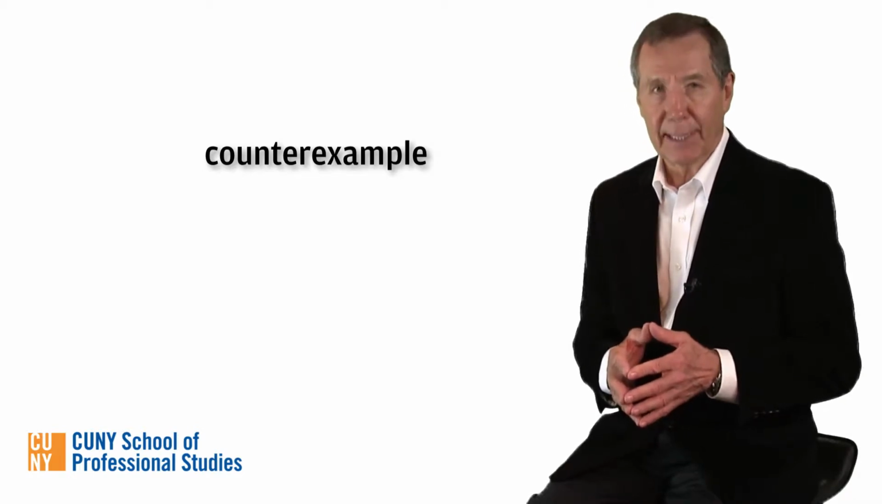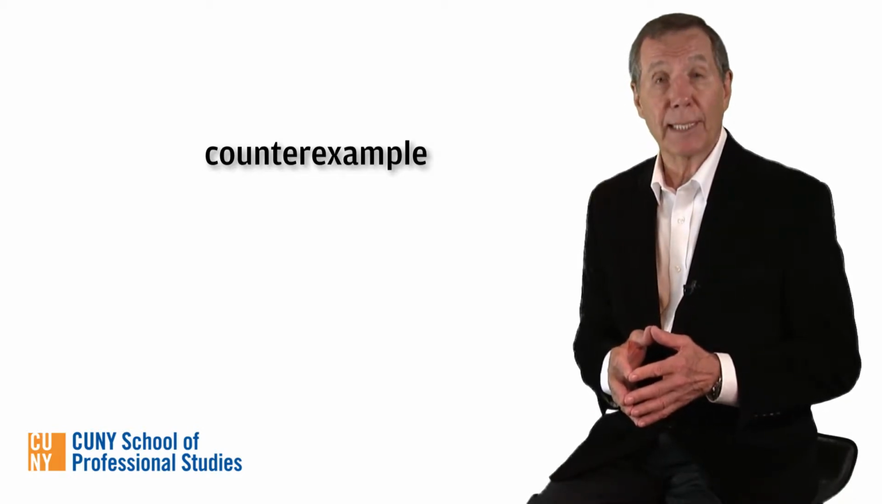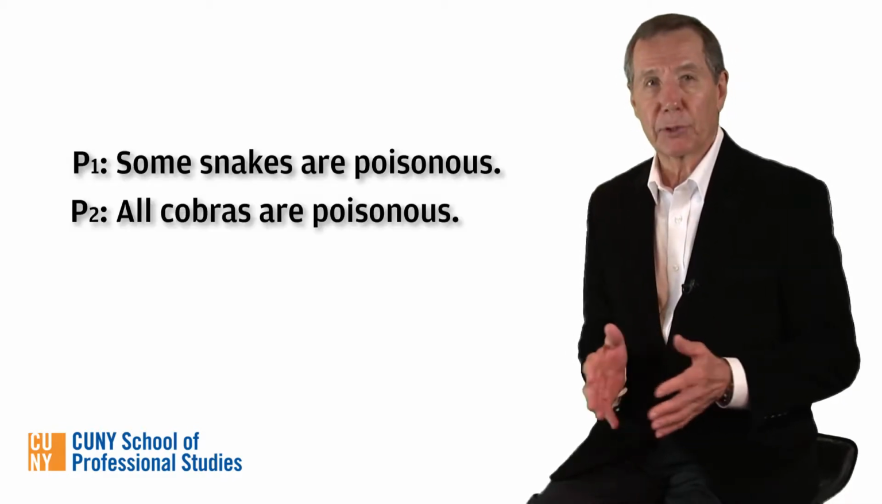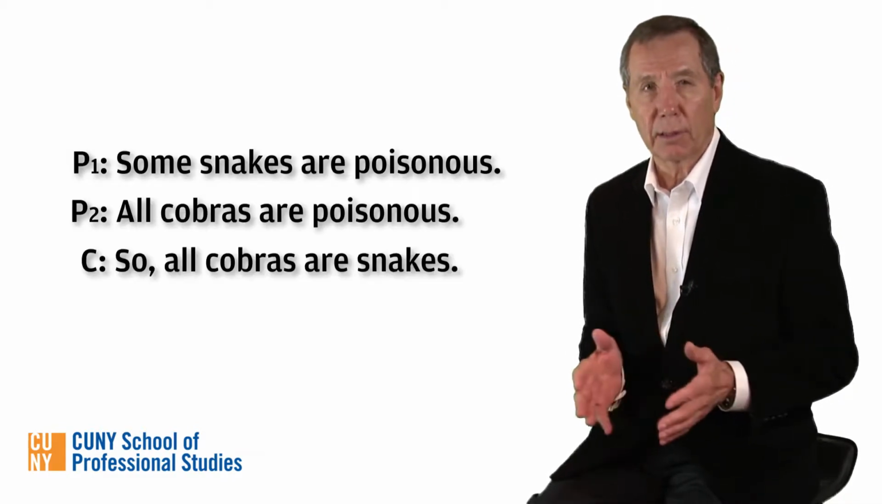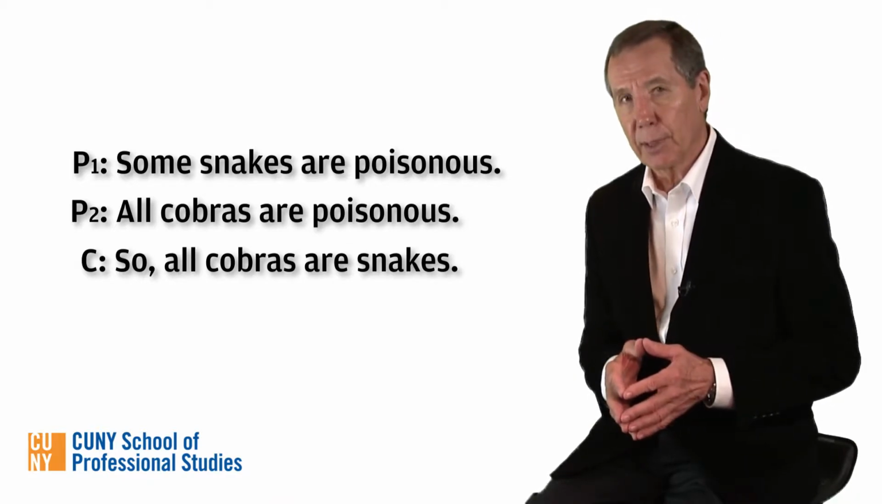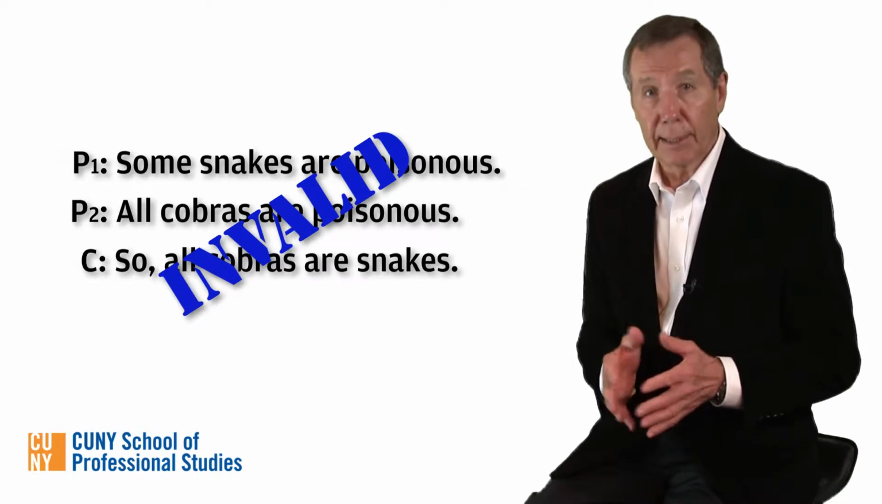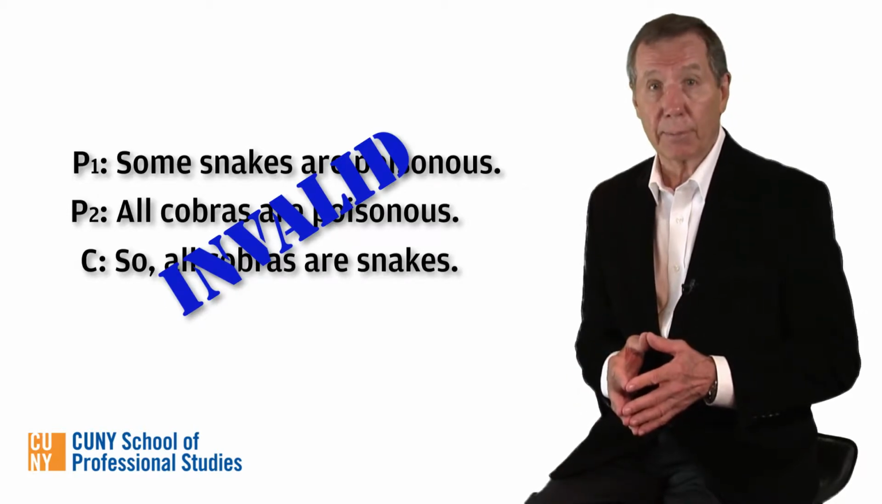Let's look at a specific instance. The following argument is invalid. Premise 1, some snakes are poisonous. Premise 2, all cobras are poisonous. Conclusion, so all cobras are snakes. Now, it's not immediately obvious that the argument is invalid. It does have one thing going for it. All the claims it makes are true.